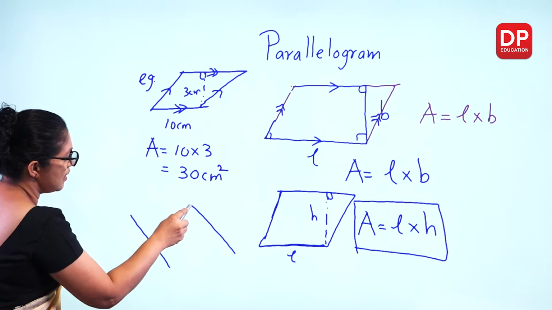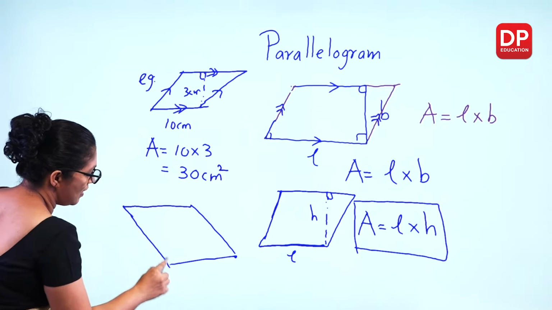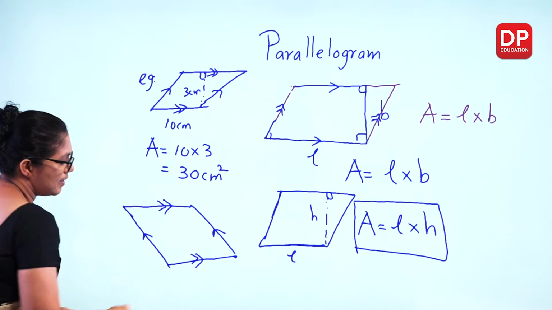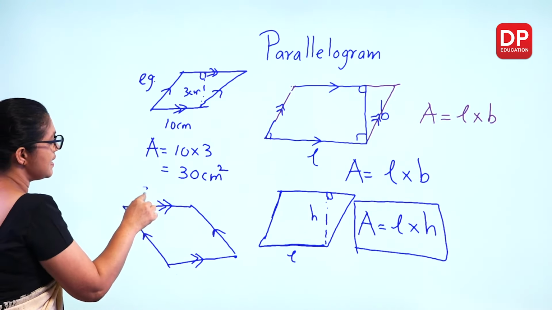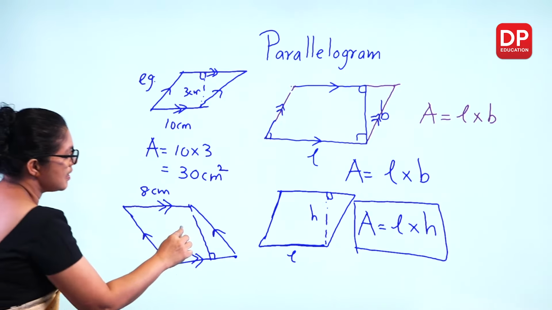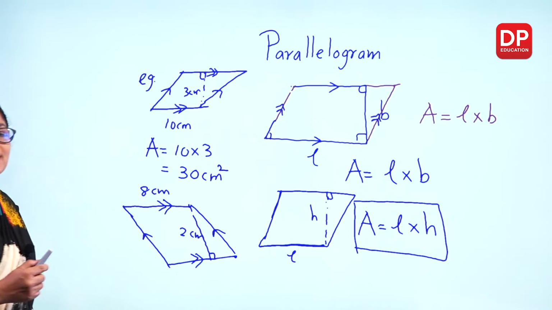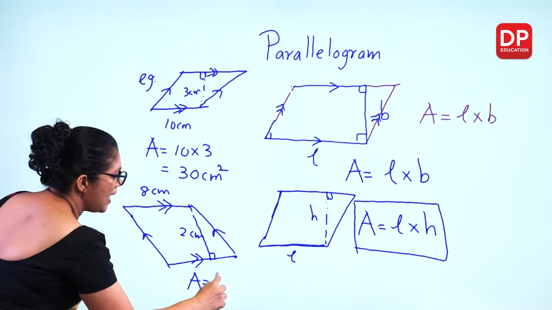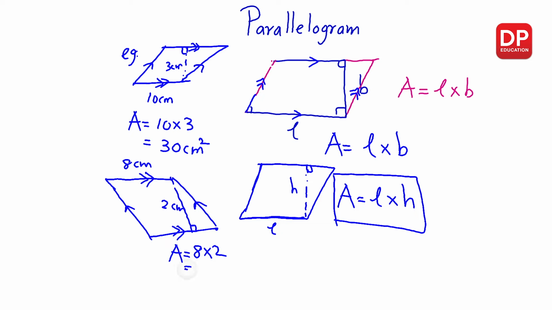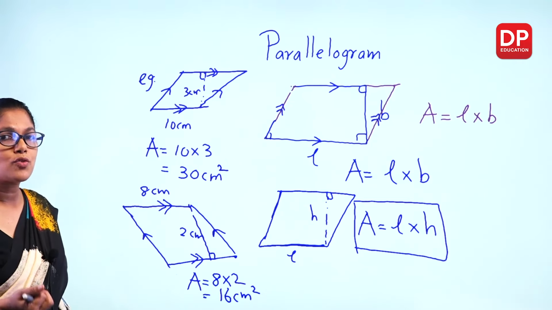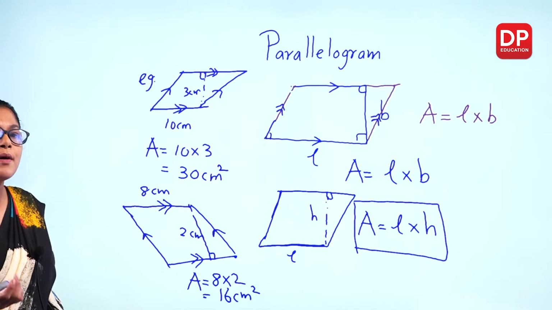I'll give you another one. A parallelogram this way, and it's mentioned these two are parallel and these two are parallel. So one side is 8 centimeters and the perpendicular height is 2 centimeters. So what's the area of this parallelogram? Area is equal to 8 times 2, that's 16 square centimeters. So what are the shapes we discussed now? A square, a rectangle and a parallelogram.